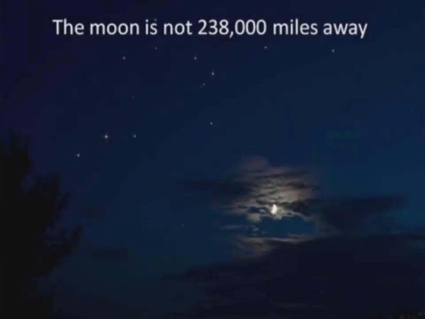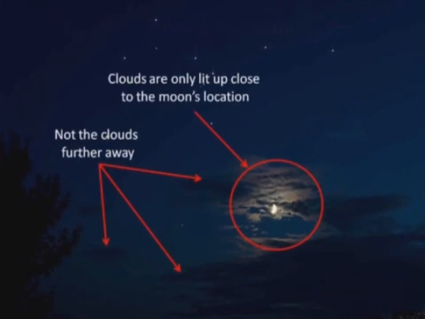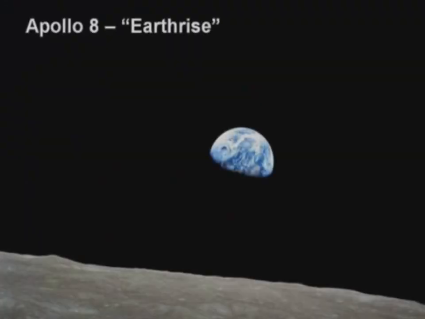So apparently the moon is 238,000 miles away. But if you just put that aside for a second and just look at the moon, perhaps you'll notice this. In this example, only the clouds close to the moon are lit up, not the clouds further away. That indicates that the moon is much, much closer than we've been told. Because if the moon were 238,000 miles away, then all the clouds should be illuminated, not just the ones closest to it. And here's an example of a schoolboy mistake.